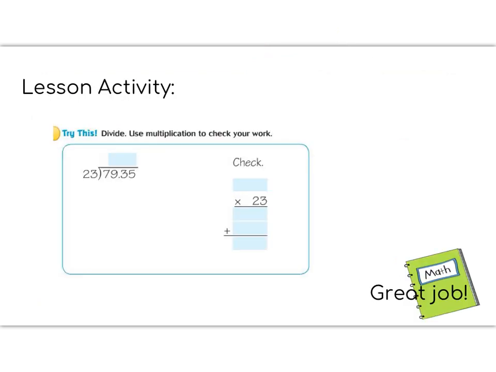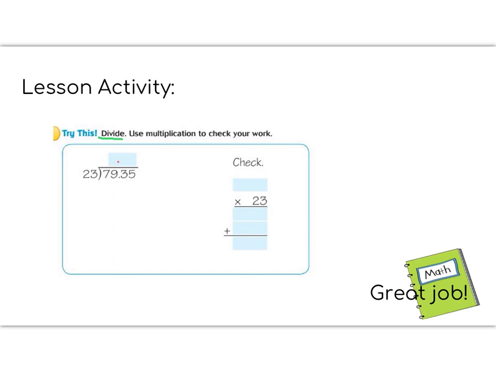All right, time for the lesson activity. The lesson activity is the Try This section in your math book. You do not need to write it in your math notebook. You can solve it in your math pages. This says we're going to divide and then use multiplication to check. So remember that we're going to divide like normal, like that decimal doesn't even exist. And then we're going to place our decimal straight up from where it is, right there.